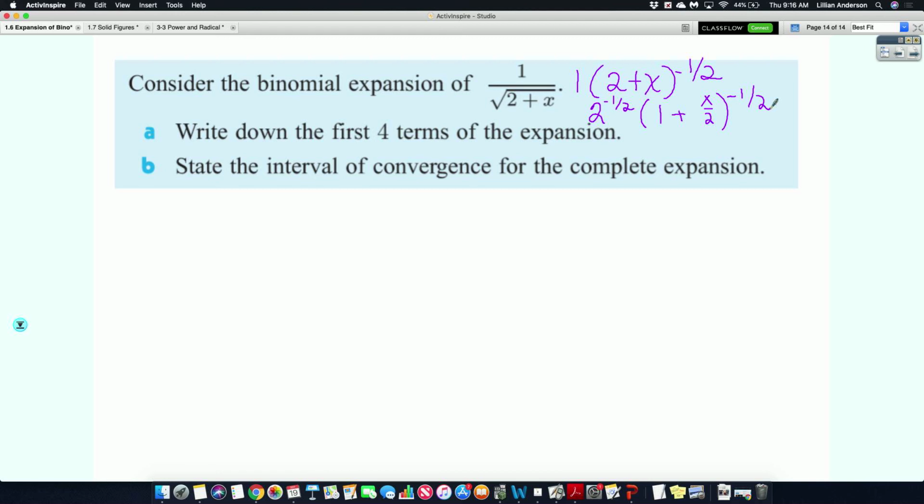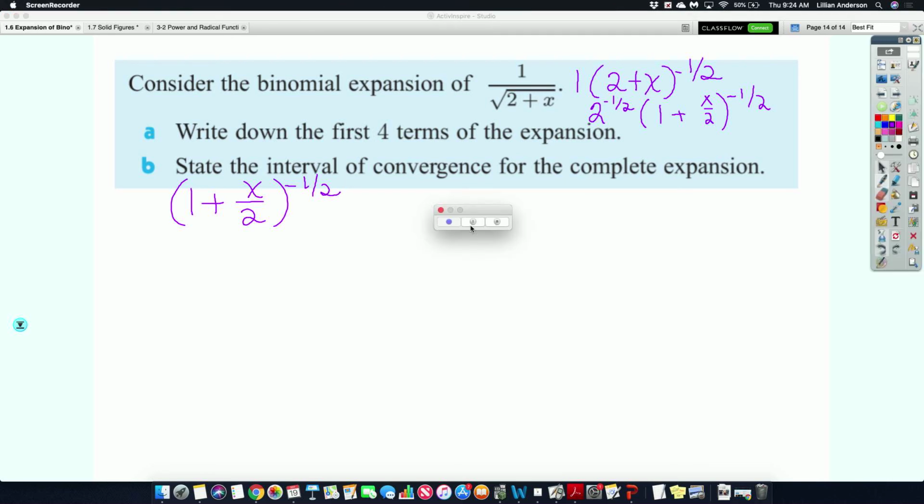So what I want you guys to do right now, and this is to practice making sure that you guys have this expansion, I want you guys to expand 1 plus x over 2 to the negative 1/2. I want you to expand that, and then of course we'll check it, and then we'll multiply the 2 to the negative 1/2 through at the end to get the final answer. Okay?